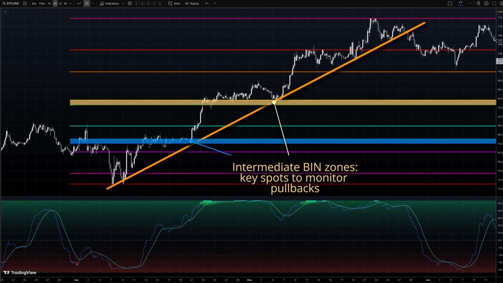In trend continuation setups, it's also helpful to monitor how price behaves at the intermediate bin zones. Clean breaks and retests can offer secondary entries. The combination of structural confirmation and consistent momentum filters out weak continuation attempts.